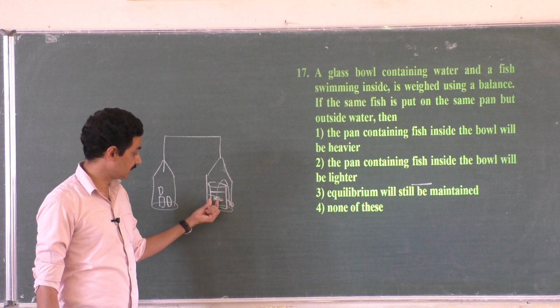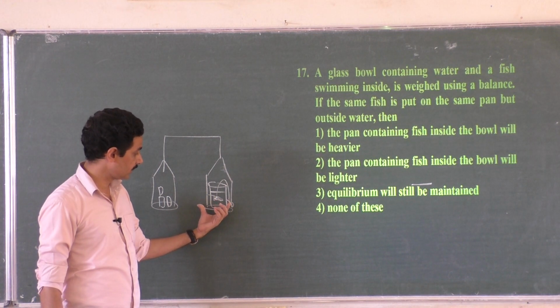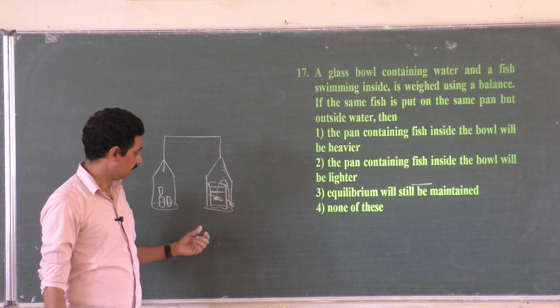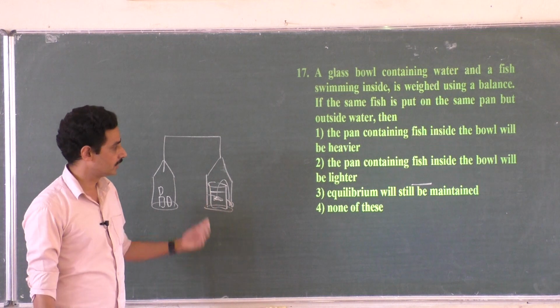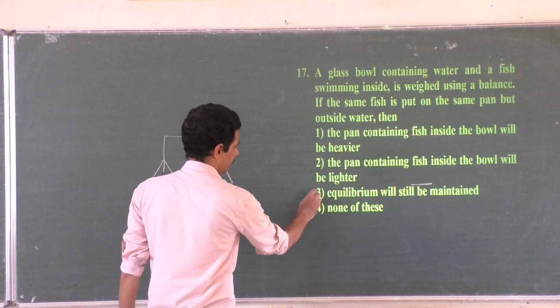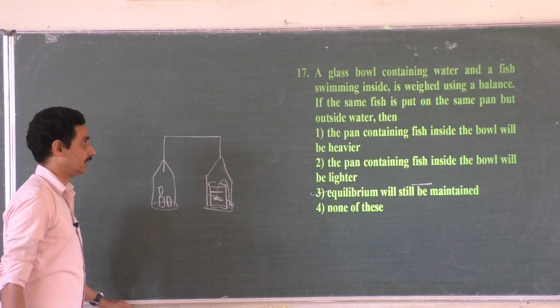So whether the fish is inside water or here, in total I see you have water, fish, beaker. What about if it is put outside, or whether it is put in something the same? So the balance will continue, it will be maintained, equilibrium will be maintained.